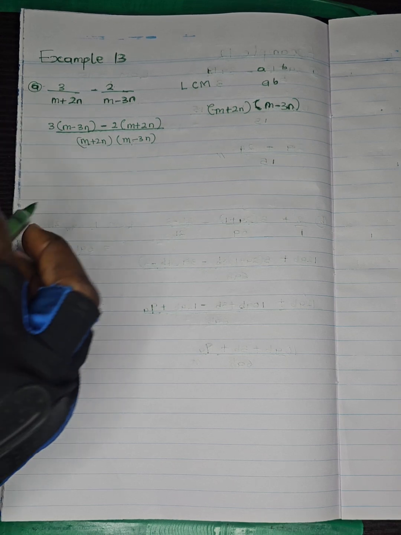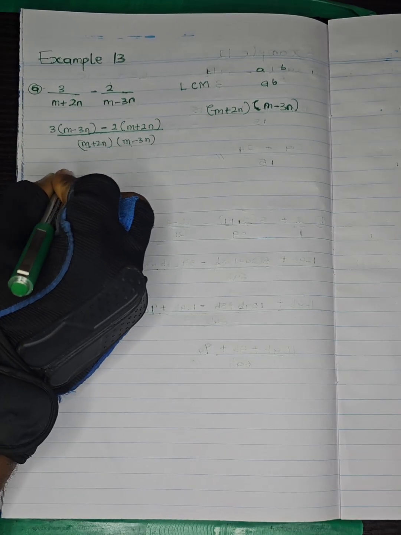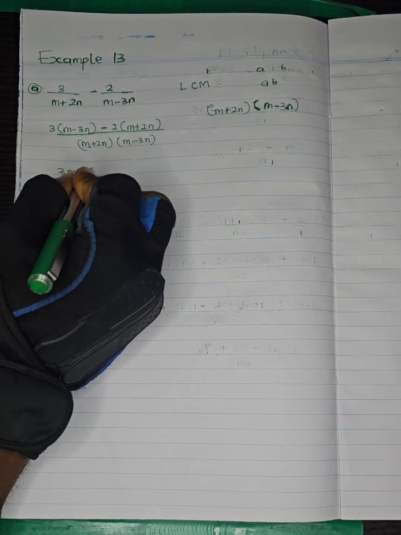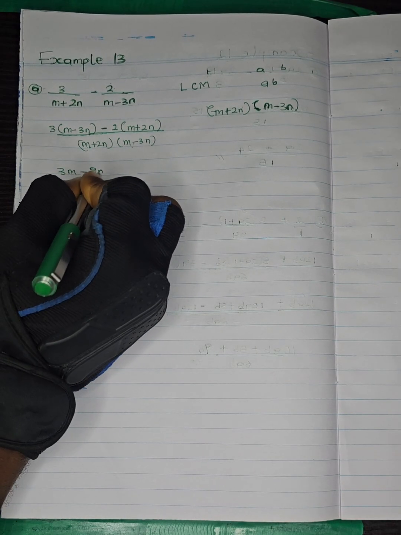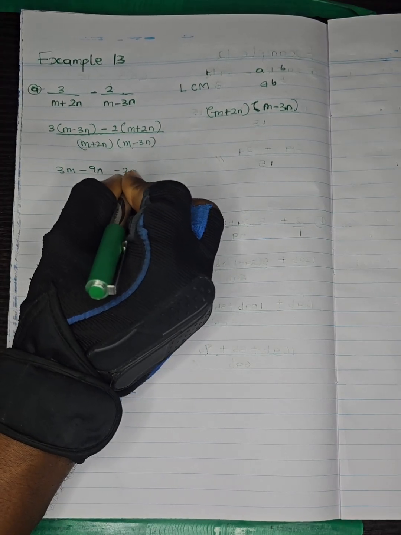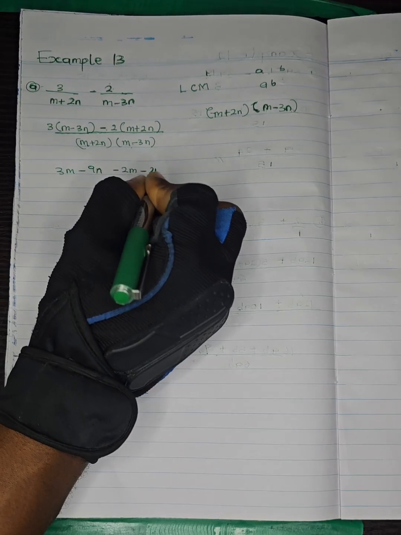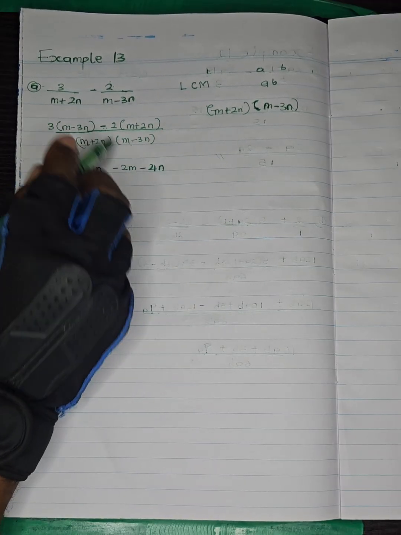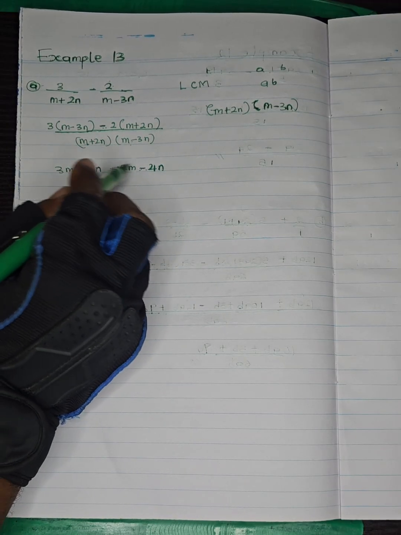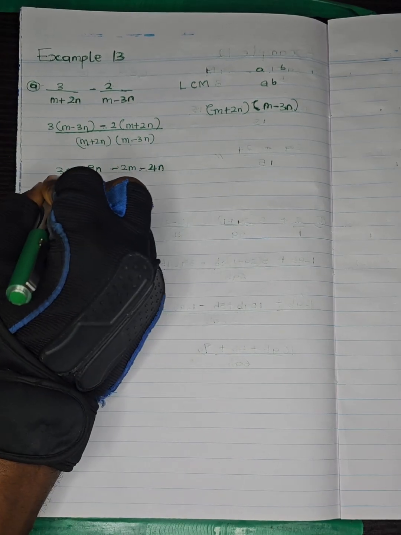So we're going to expand this. By expansion we mean opening up the bracket, so you have 3m opening this, minus 9n. Now minus 2 times this will give you minus 2m, minus 2 times this will give you what? Minus 4n. Always make sure you do, these signs are very important. This is what most students miss in their calculations.